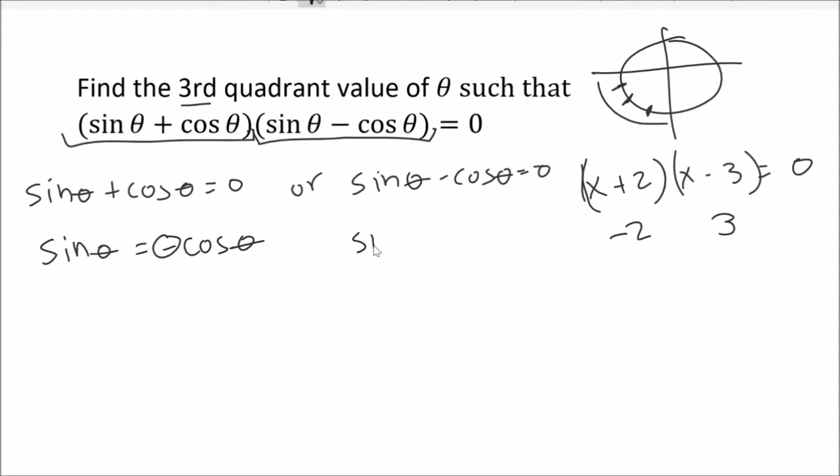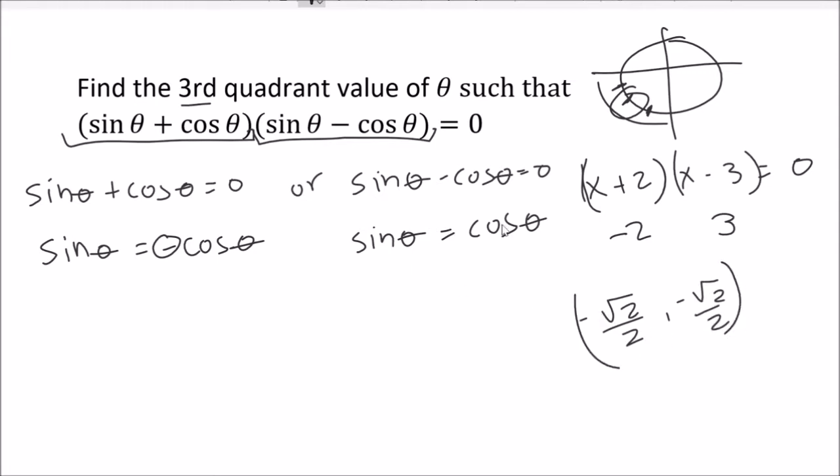Doing the same modification over here, I get sine equals cosine. Now remember, all that's saying, we're looking for a place in quadrant 3 where the y value and the x value are equal. And I believe that's right here because the coordinates at that point are negative root 2 over 2 and negative root 2 over 2. And that seems to fit the bill of sine being equal to cosine. So now we have to figure out how many radians that is. Well, that's pi over 4, 2 pi over 4, 3 pi over 4, 4 pi over 4, and that's 5 pi over 4.